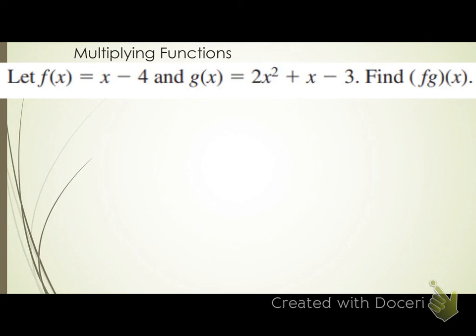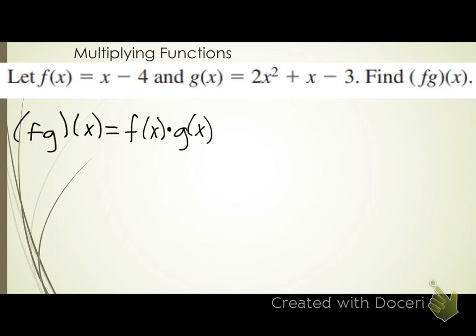It gives us two functions. F of x equals x minus 4. G of x equals 2x squared plus x minus 3. And it wants me to find f times g of x. F times g of x. How else could I write f times g of x? F of x times g of x.